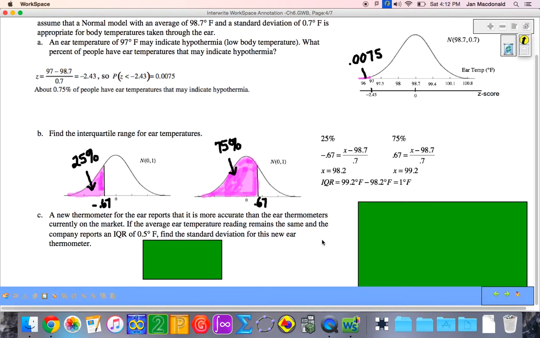Okay, so we're going to finish up with question 4, part C. A new air thermometer reports that it is more accurate than the air thermometers currently on the market. If the average air temperature reading remains the same and the company reports an IQR of 0.5 degrees Fahrenheit, now in the previous question the IQR was 1 degree Fahrenheit, so the new IQR is half of that, find the standard deviation for this new air thermometer. So in this question we're looking to find the standard deviation.